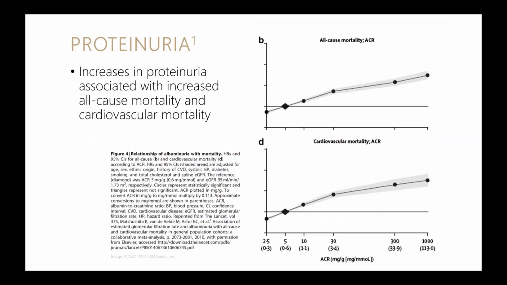In the KDIGO guidelines, they provide two nice graphs that show that increases in proteinuria are associated with increased all-cause mortality and cardiovascular mortality. On the graph here on the slide, you can see that the albumin to creatinine ratio, or ACR, is on the x-axis. And as the ACR increases, both all-cause mortality on the top and cardiovascular mortality on the bottom increase in a linear fashion.